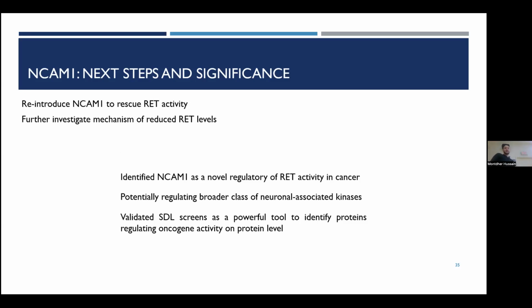And so the overall significance of this is that I identified NCAM1 as a novel regulator of RET activity in cancers, and potentially a broader class of proteins that are involved in neuronal processes. I've also validated the screen as a powerful tool to identify proteins that regulate RET activity on the protein level.